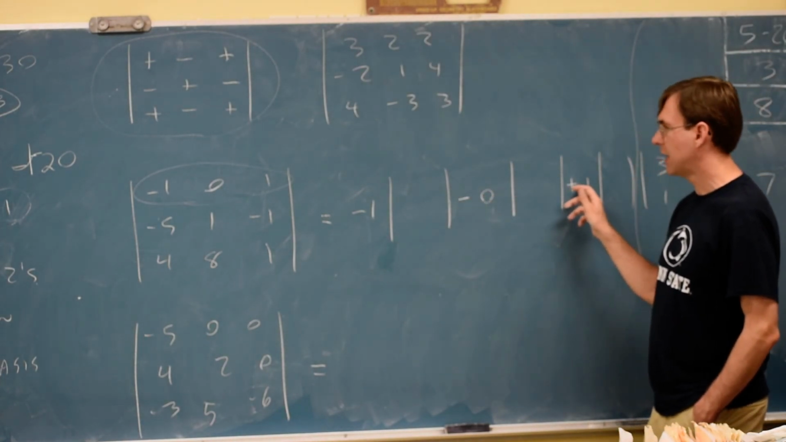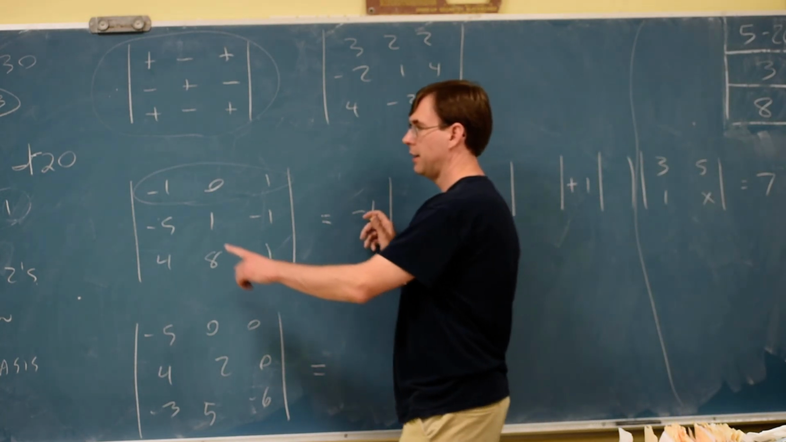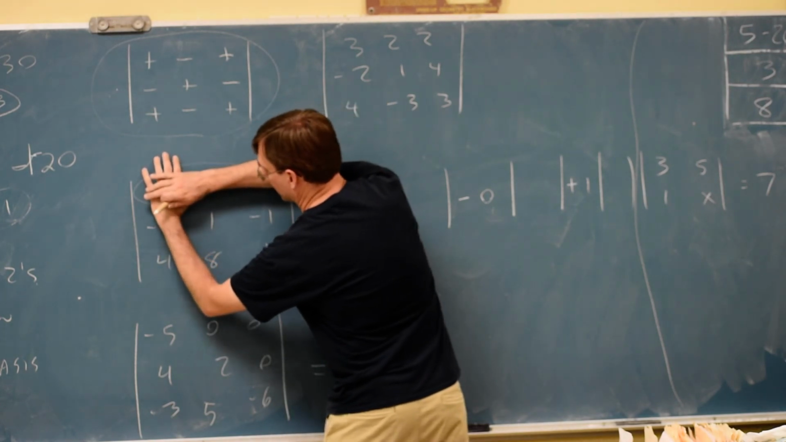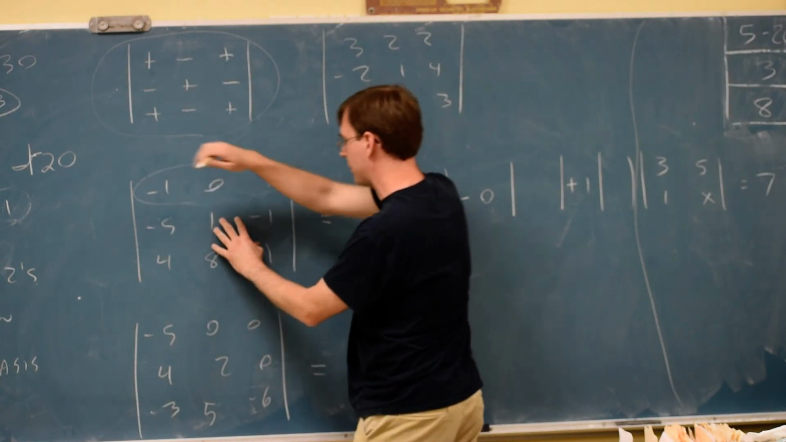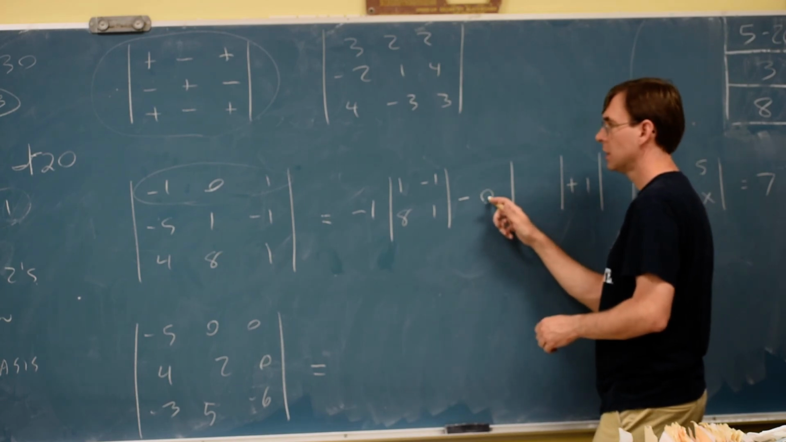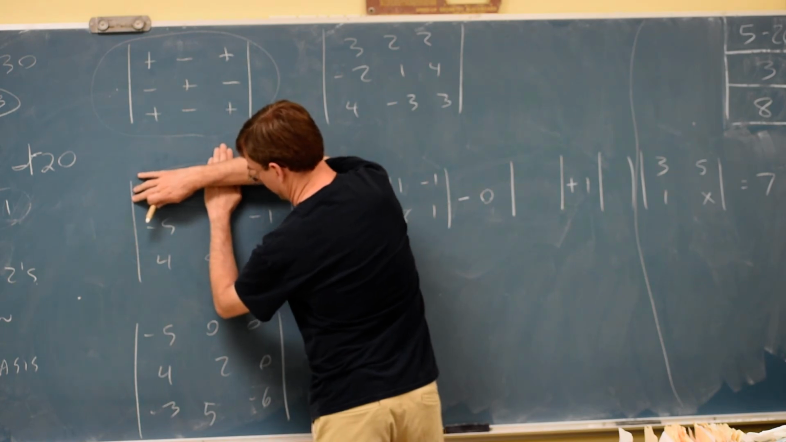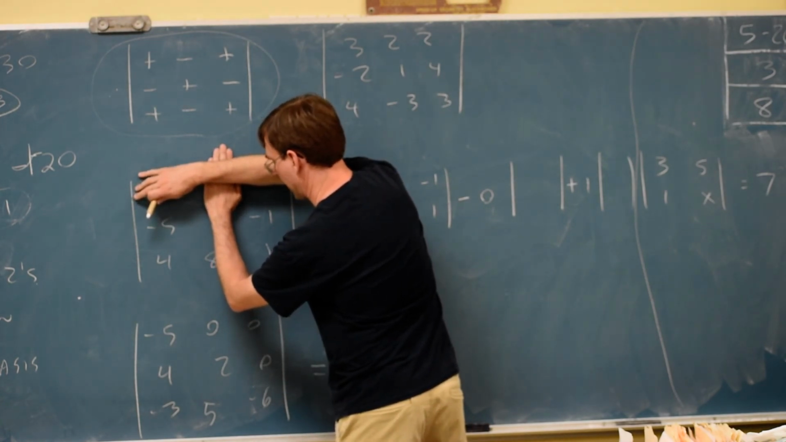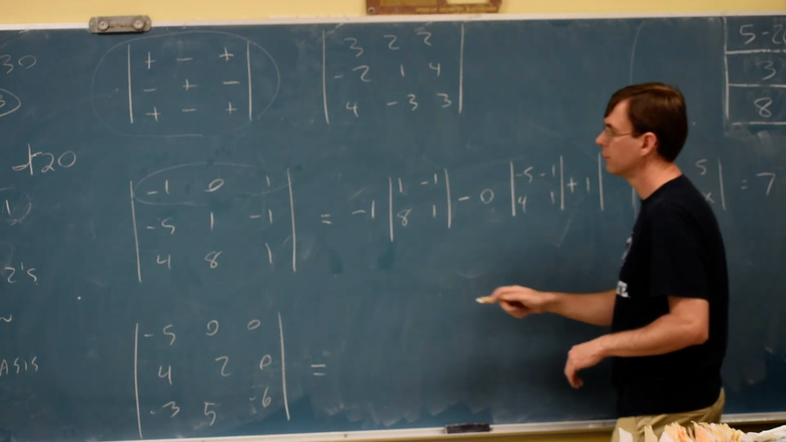Each of these numbers is going to have a 2 by 2 friend to go with it. So -1 lives in this column, and it lives in this row. If I cover those up, I'm going to be left with 4 other numbers that I'm going to write down. 0 lives in this column and this row. If I cover those up, I have 4 numbers that I'm going to write down, -5, -1, 4, and 1.